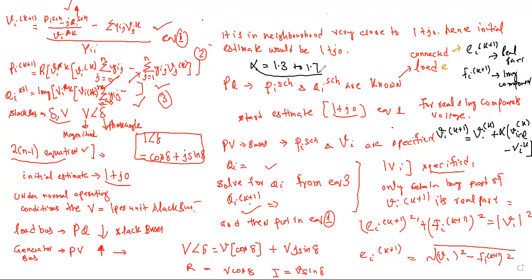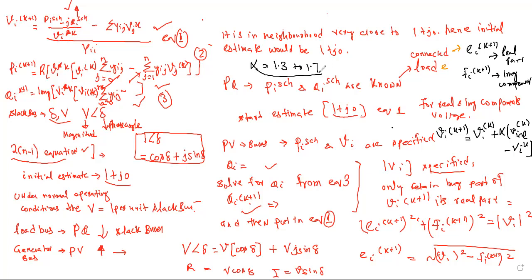Now, whenever you are getting the updated voltages, the process would be continued until the changes in the real and the imaginary parts of bus voltages between successive iterations are within a specified accuracy. Like when we were calculating, if it is a huge decimal value, then you have to still iterate. But if it is coming nearer, like 3.994, you have to specify the accuracy.